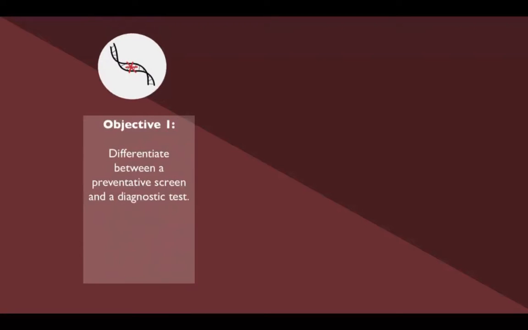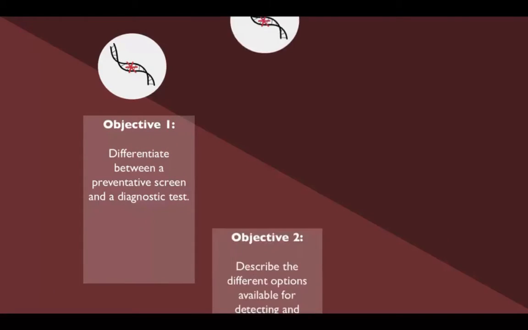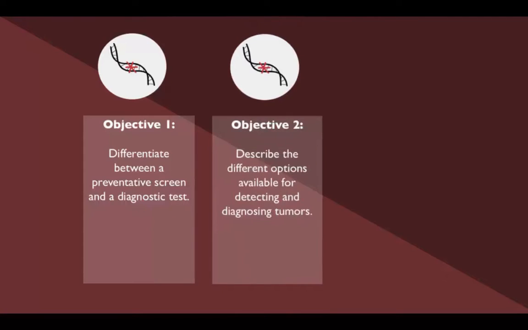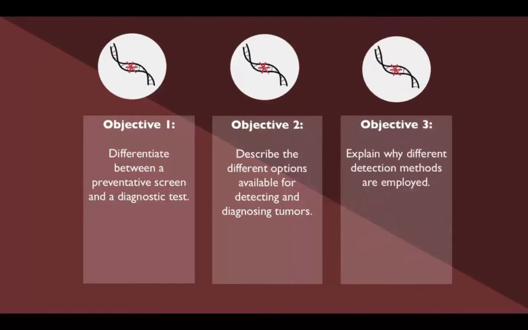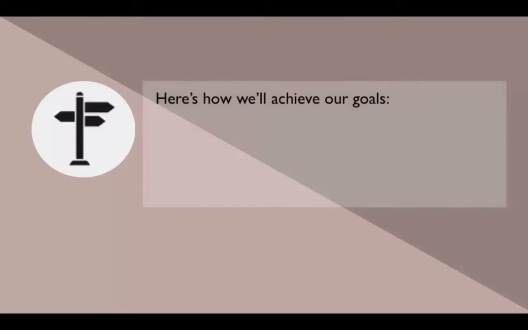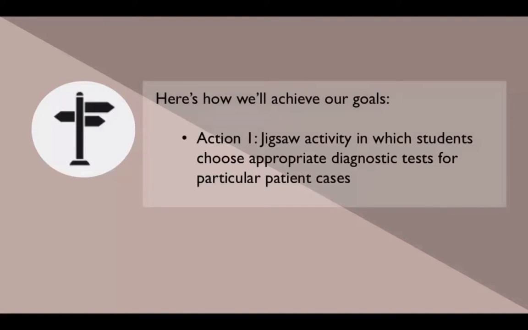At the end of the lesson, the students should be able to differentiate between a preventative screen and a diagnostic test, describe the different options available for detecting and diagnosing tumors, and explain why different detection methods are employed. We will achieve these goals with the jigsaw activity in which students choose appropriate diagnostic tests for particular patient cases.